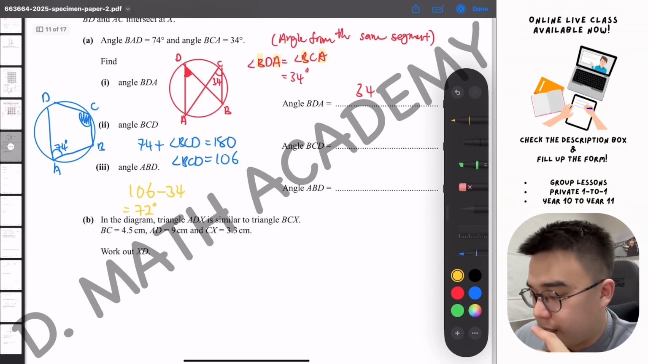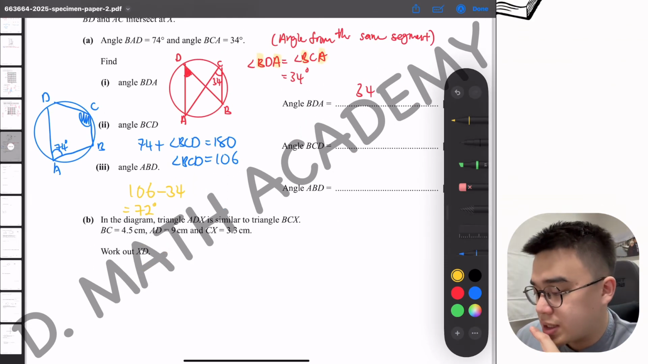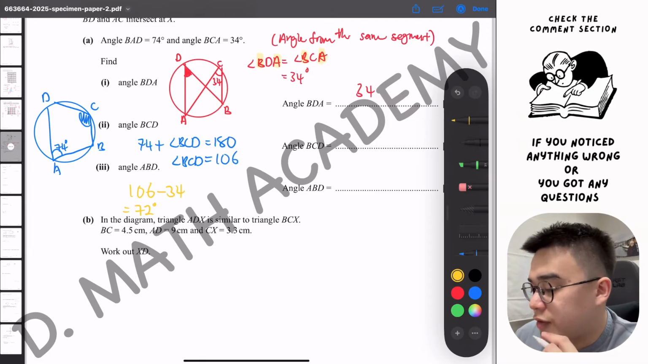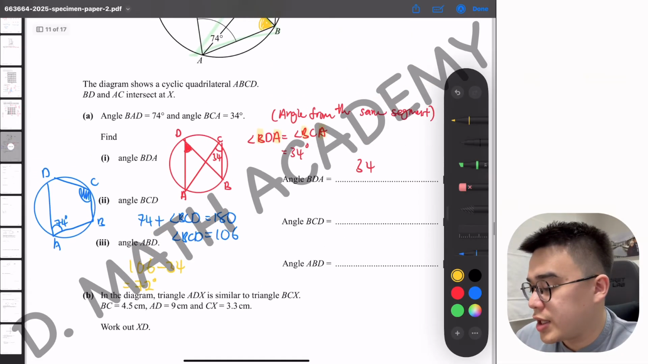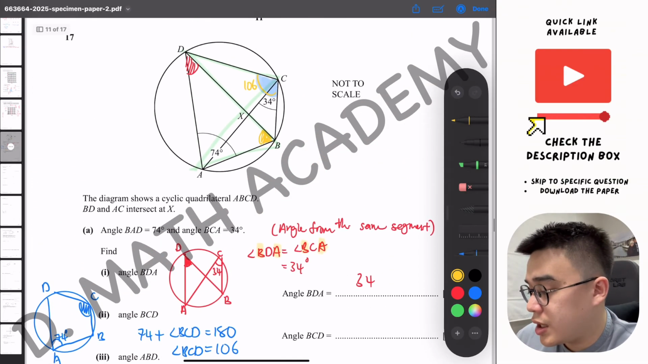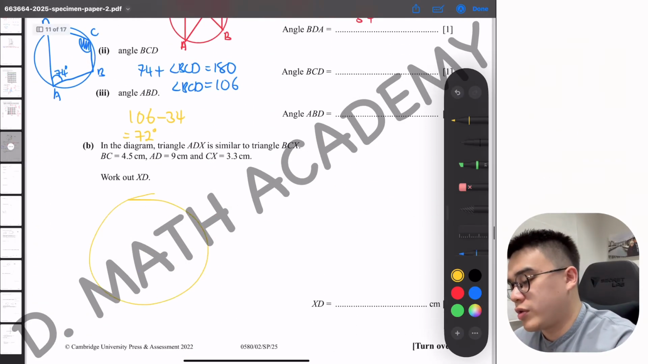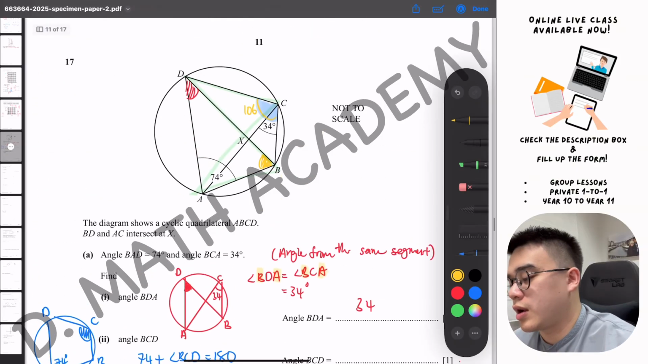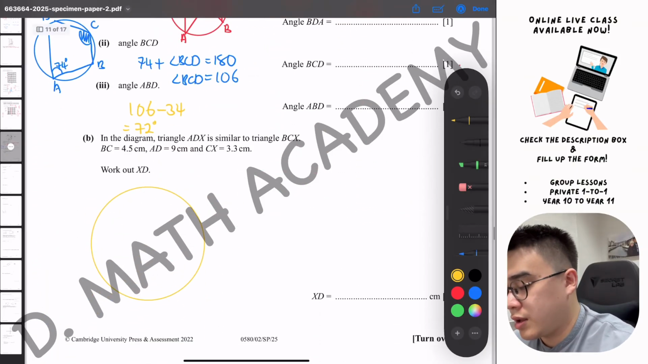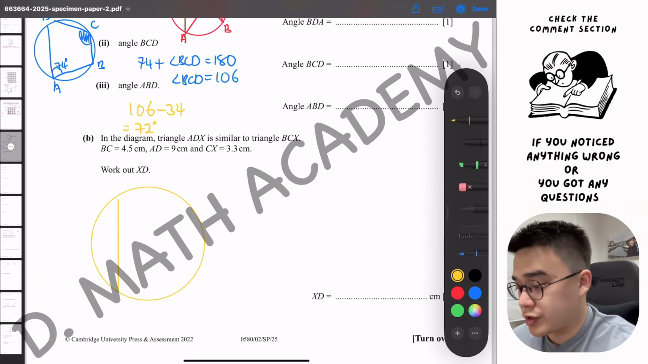Next, triangle ADX is similar to BCX. They gave us the dimensions and all. So ADX, BCX. For the sake of finding it, I'm going to draw it out again for my own perusal.